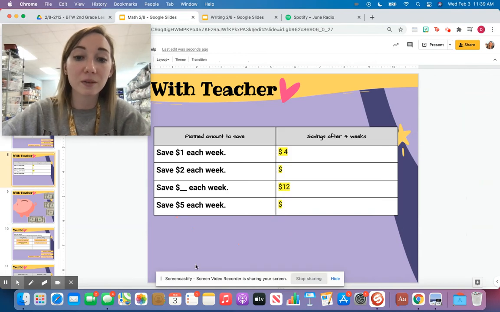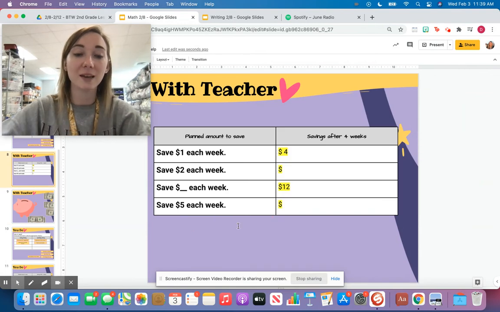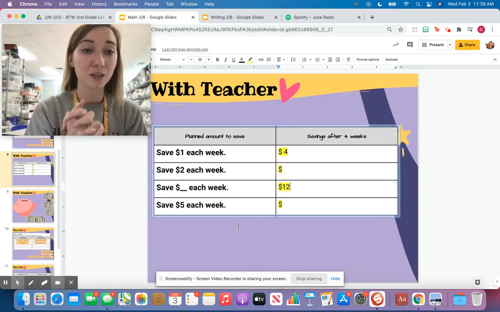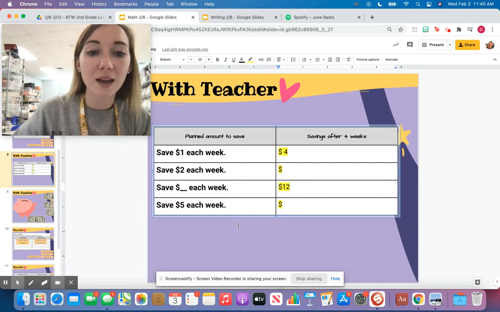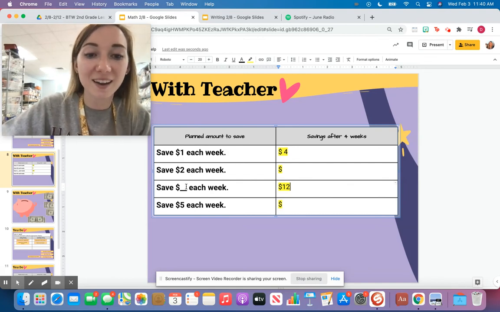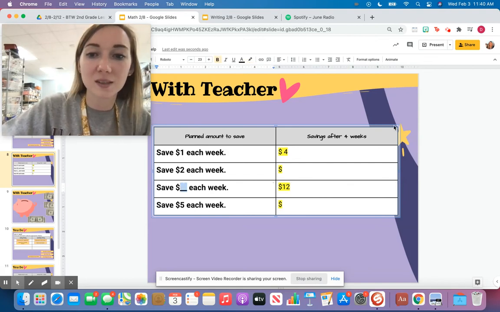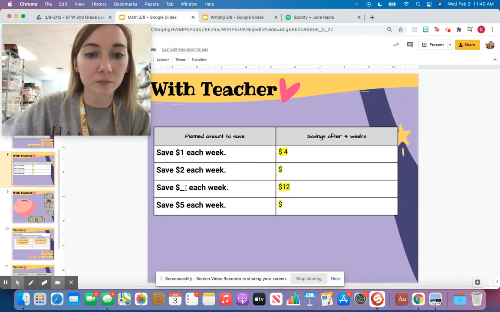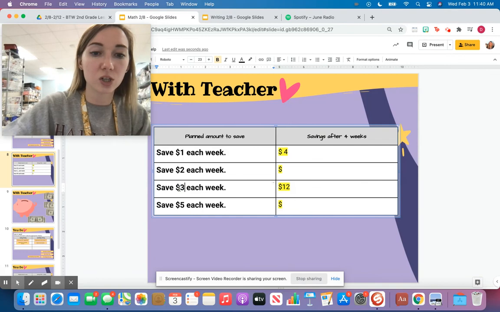So that's a little bit of a trickier one, which is why I did that one for you guys. That's kind of like when we do division and multiplication later. So that one, how much did we save each week? It was $3 a week, and we ended up with $12. So just an introduction to that for you guys.